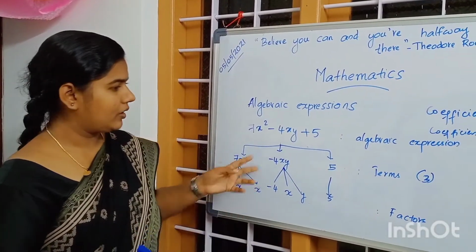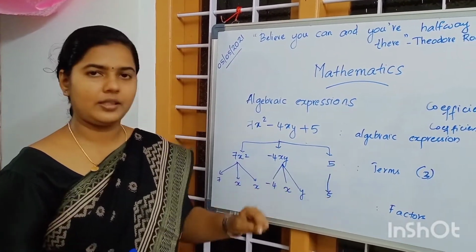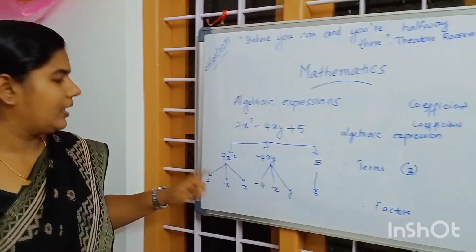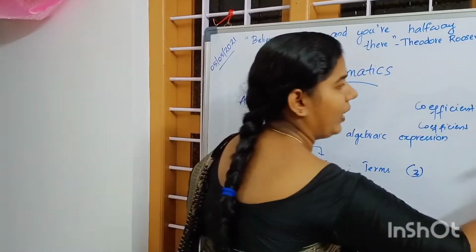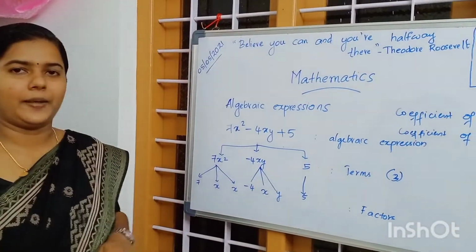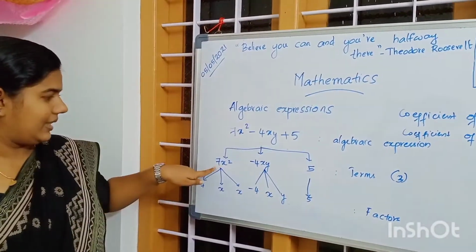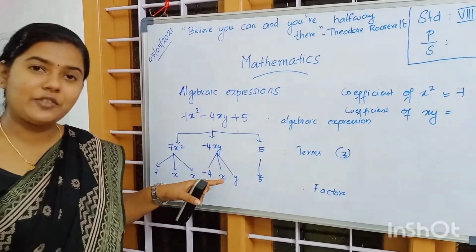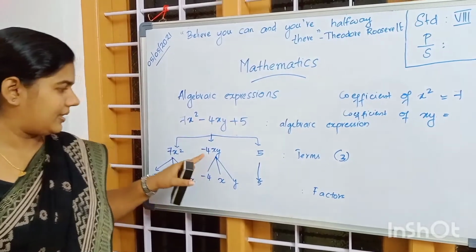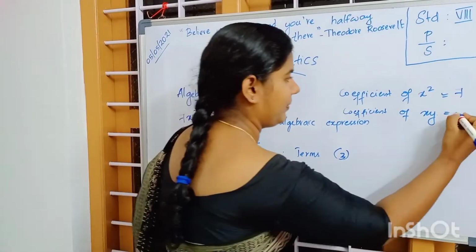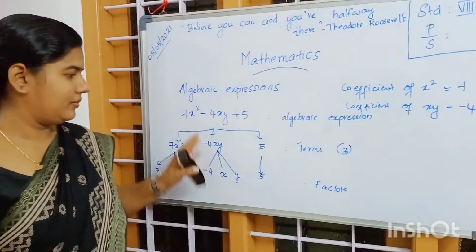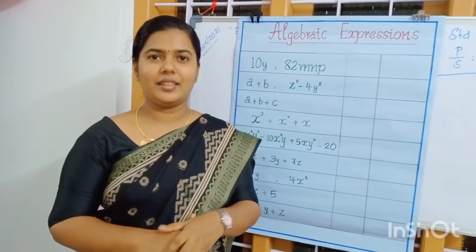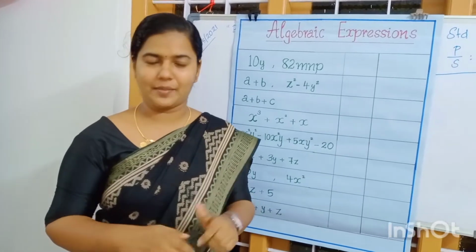Okay. So we have discussed terms, factors, and the next is, yes, it's coefficients. So my question is, what is the coefficient of x square here? Yes, it's 7. Good. What about coefficient of xy? Yes, it's negative 4. Is this problem clear to you? Okay. Now let's discuss some new concepts.